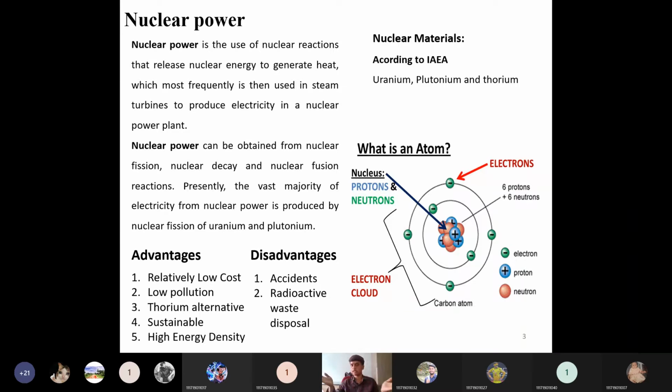Nuclear materials, according to the IAEA, the International Atomic Energy Agency, are nothing but uranium, plutonium and thorium.